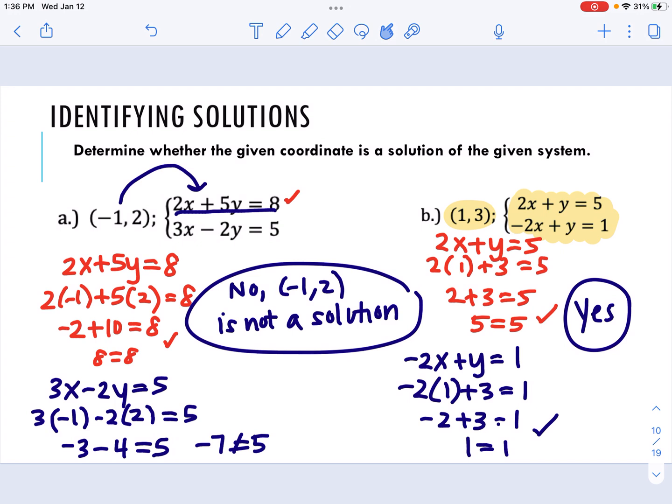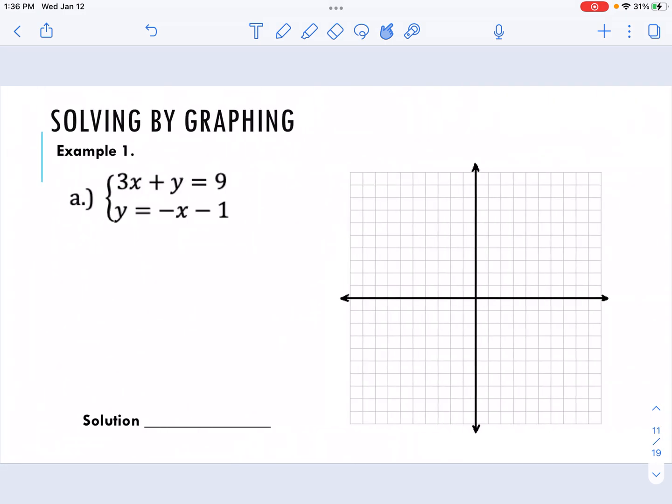Now that we know how to determine if an ordered pair is a solution to a system of equations, let's start talking about how to actually solve it. We did talk about 3 different methods. The first method is graphing. This one is the most time consuming, but the benefit of graphing is it gives us a nice visual.